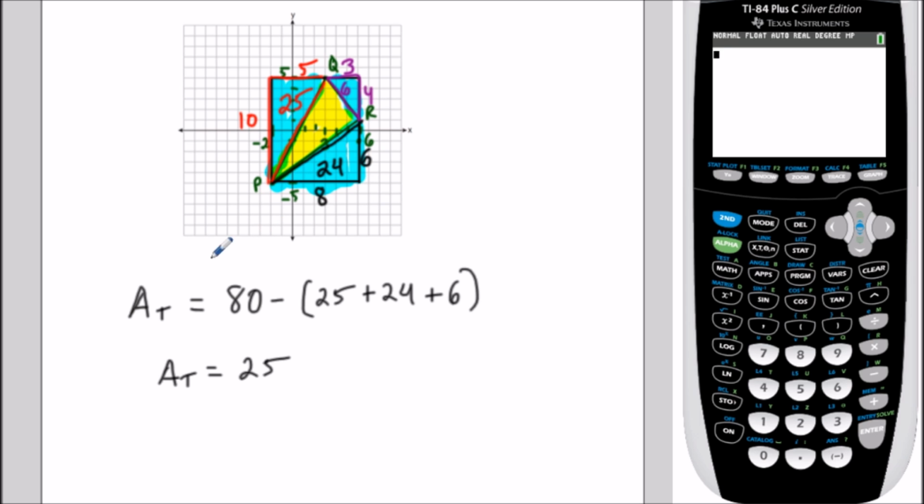So I'm just going to do 80 minus the sum of these three areas, and I also get 25. This method might be the best because it works even if this is not a right triangle. So this is usually preferred for those specific cases.